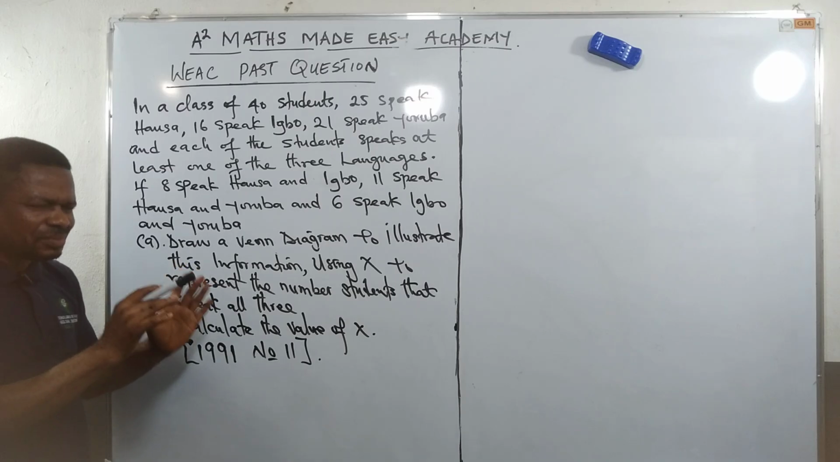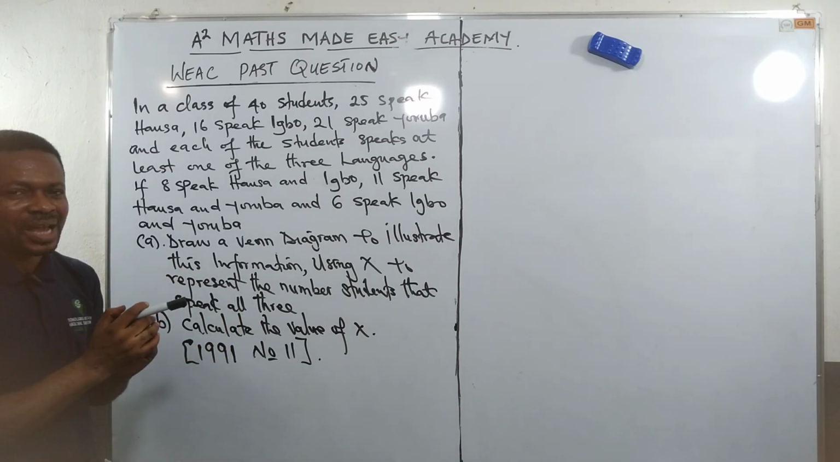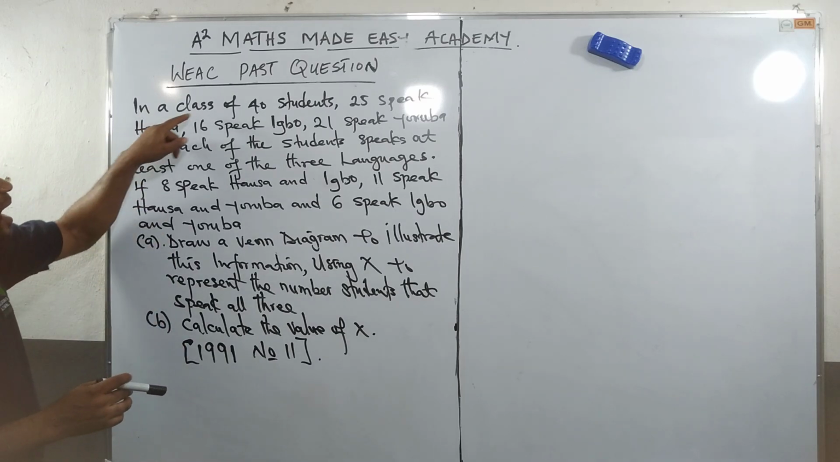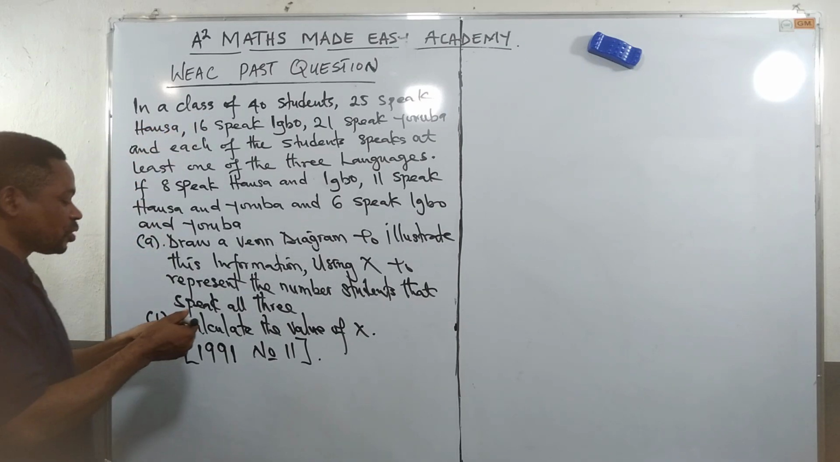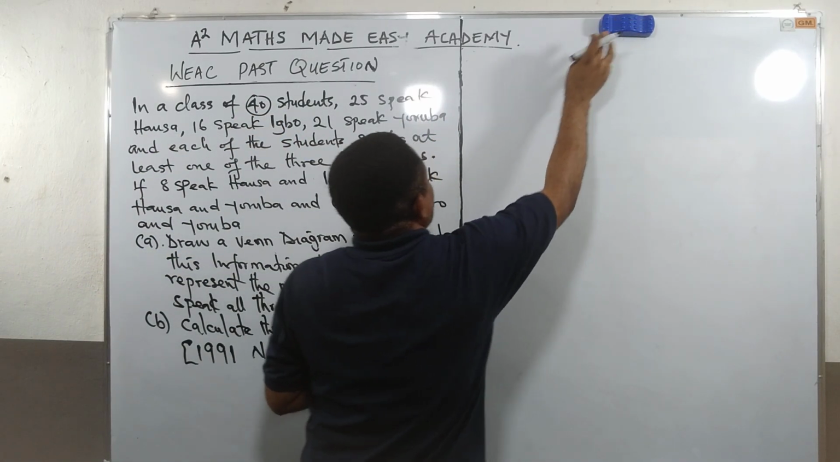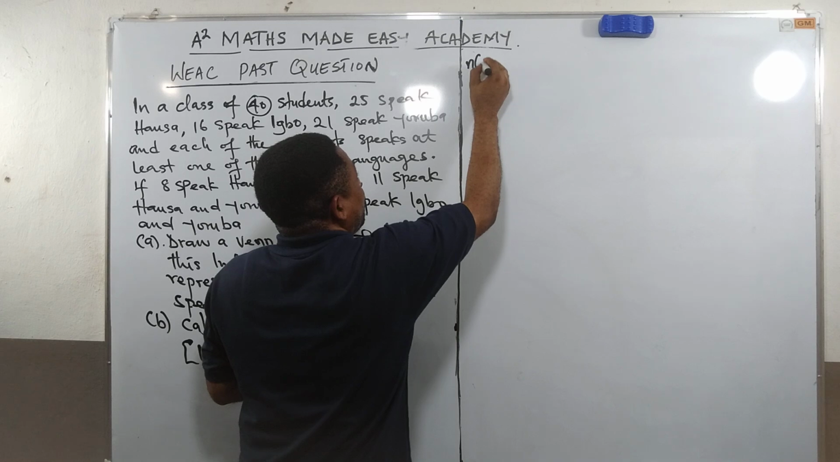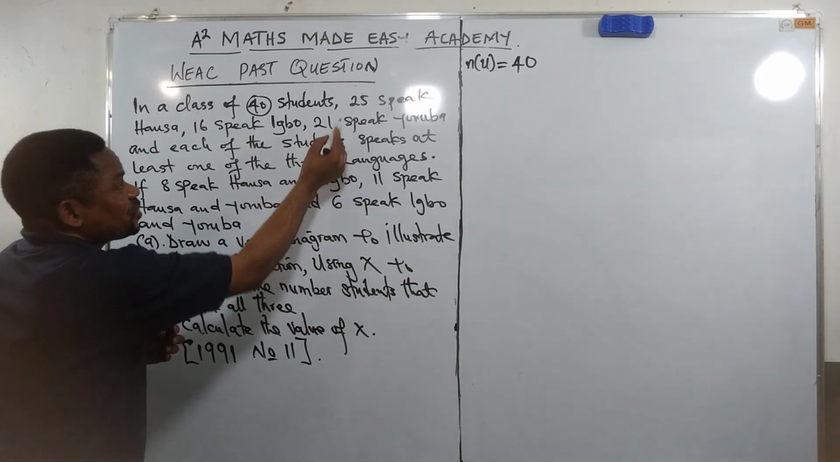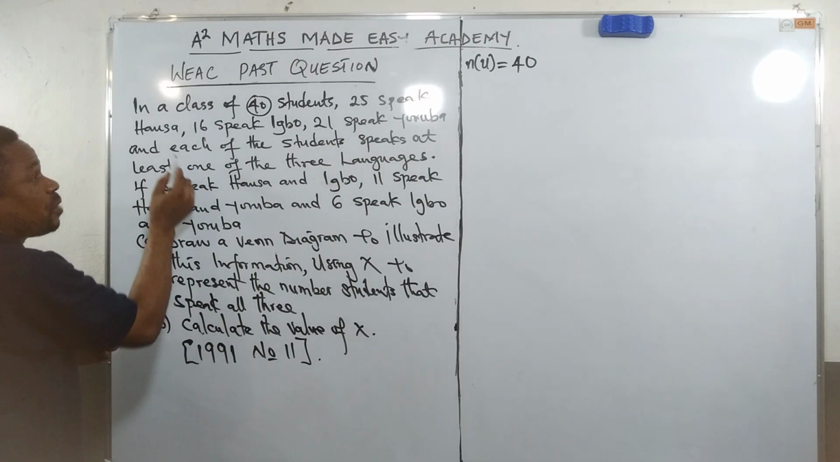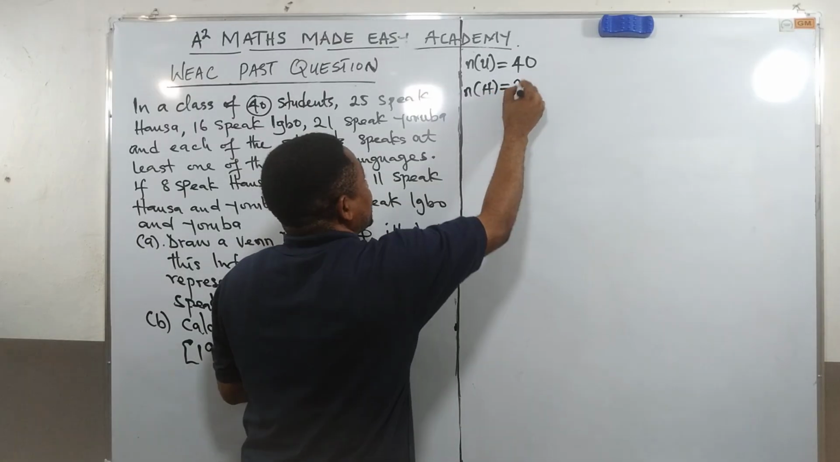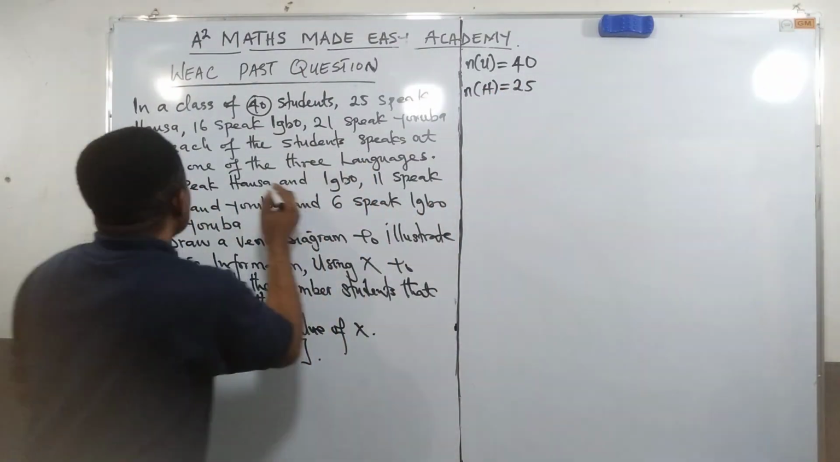Now, let us take it bit by bit. Are you ready for that? Let's take the question again. In a class of 40 students, I want us to pause. This 40 students is the universal set, which means the number of the universal set is given as 40. It was observed that 25 speak Hausa, so the number that speaks Hausa is 25.